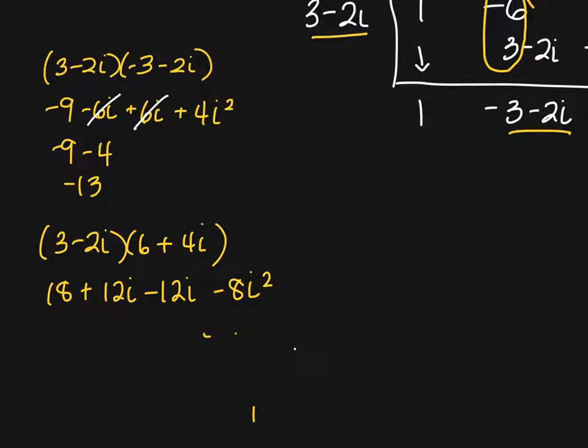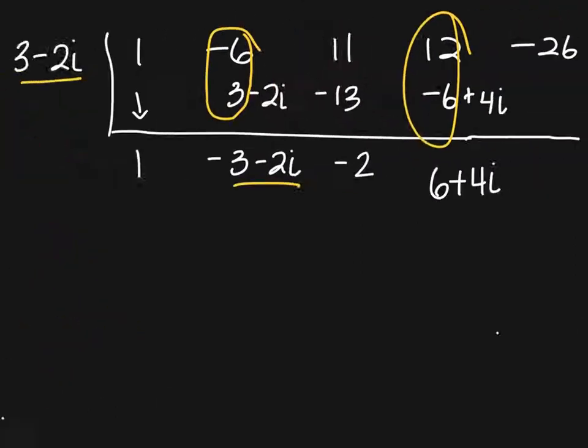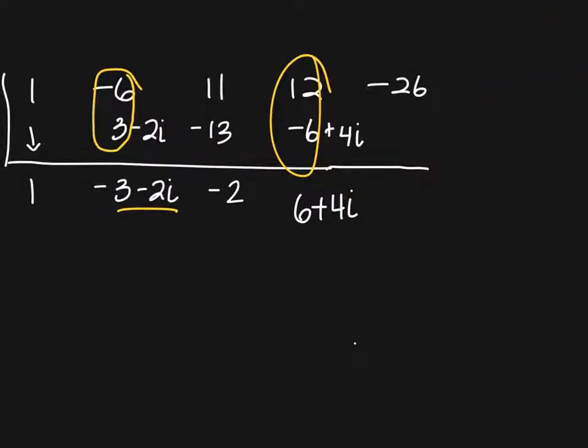So my middle i terms cancel out. I'm left with 18 plus 8, which is 26. So I'll go back and it's now 26, which makes 0.